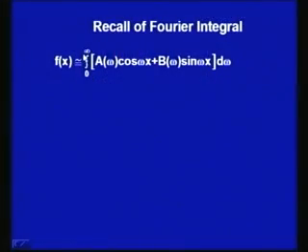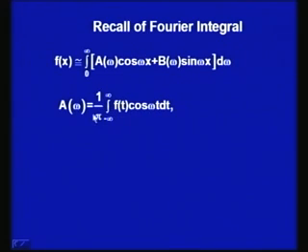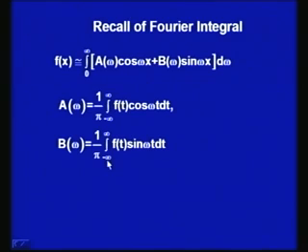So, any function f(x) can be written as the integral from 0 to infinity of [a(omega) cos(omega x) plus b(omega) sin(omega x)] d omega, where a(omega) is 1 upon pi times the integral from minus infinity to plus infinity of f(t) cos(omega t) dt, and b(omega) is 1 upon pi times the integral from minus infinity to plus infinity of f(t) sin(omega t) dt. This we had learned in Fourier integral, when dealing with functions which are not periodic. The same technique, the same method, we would apply over here.